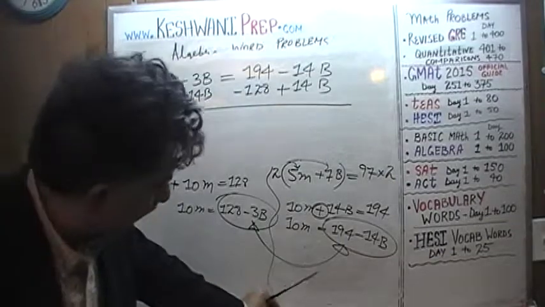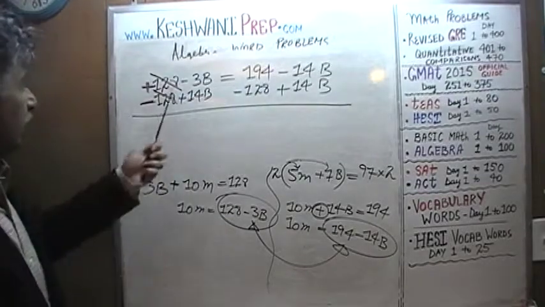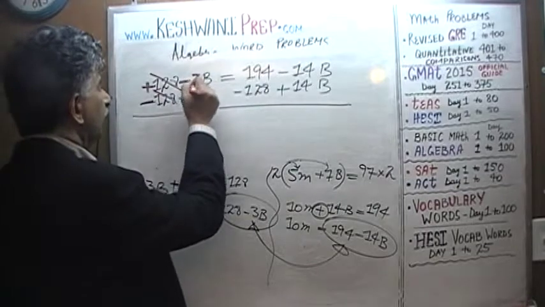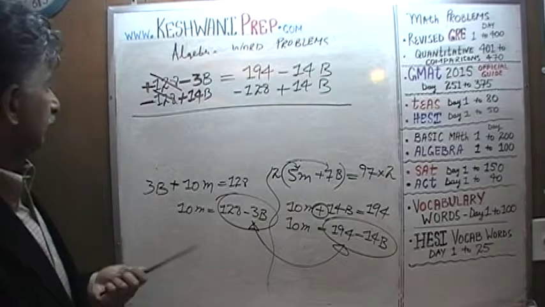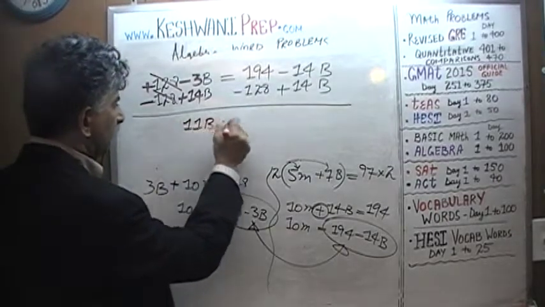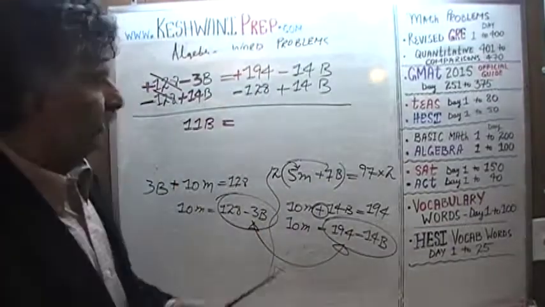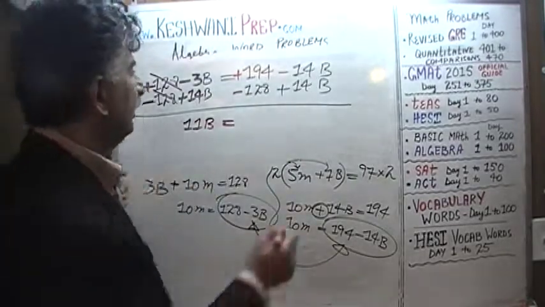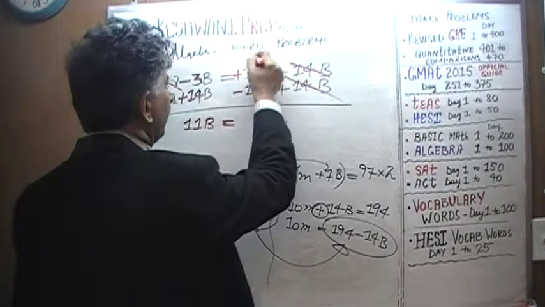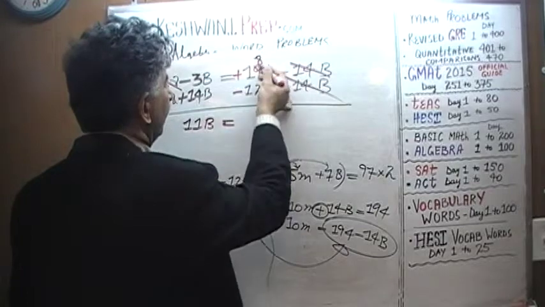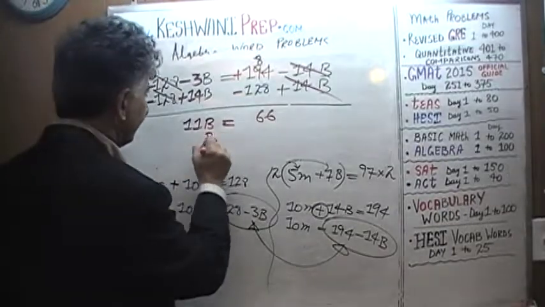So here we have a situation. We have positive 128 and a negative 128. They're going to kill each other. A negative 3 and a positive 14 is going to give us 11. 11b must equal 194 minus 128, because negative 14b and a positive 14b kill each other. 14 minus 8, so we borrow 1 from 9, it becomes 8. 14 minus 8 is 6. 8 minus 2 is 6. And 1 minus 1 is 0. 11b equals 66, which means b must be 6.